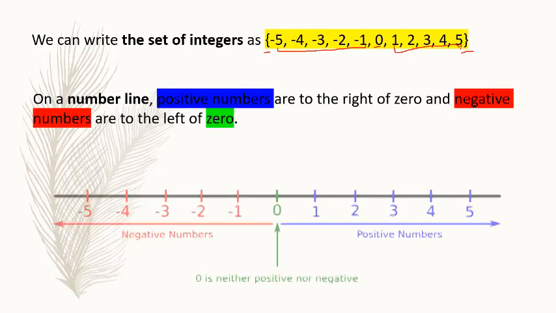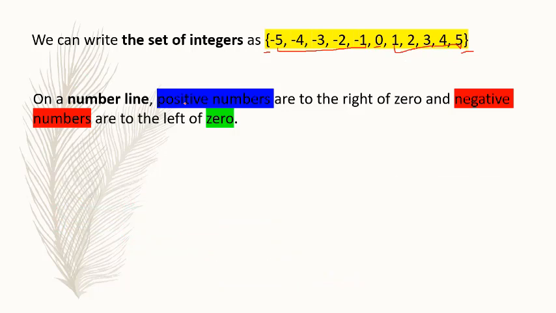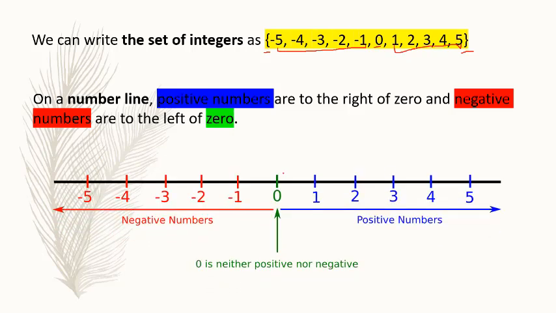On a number line, positive numbers are to the right of 0. This is 0. You see I have 0 here, and my positive numbers are placed to the right of 0. I put an R for right. This is the right of 0. Then to the right of 0, we have the positive numbers 1, 2, 3, 4, 5. That means we continue forever to the right of 0.